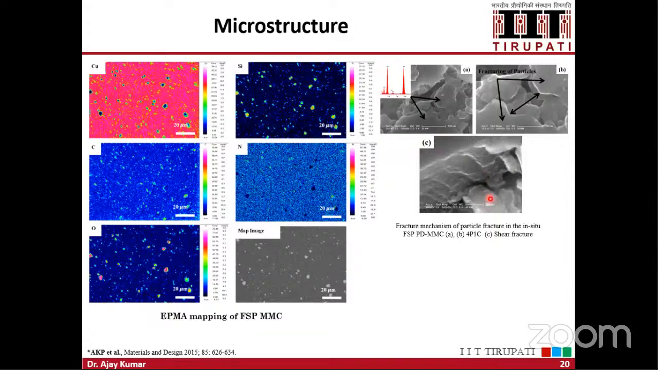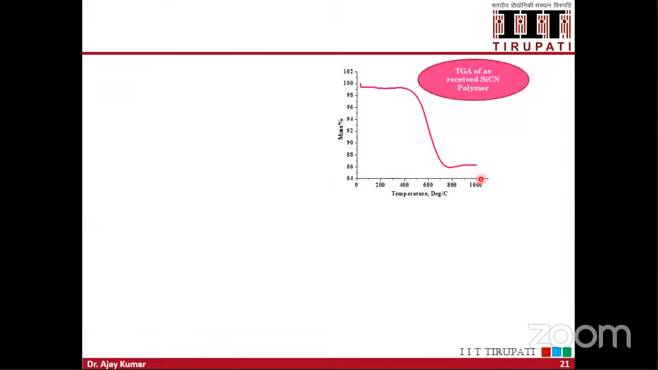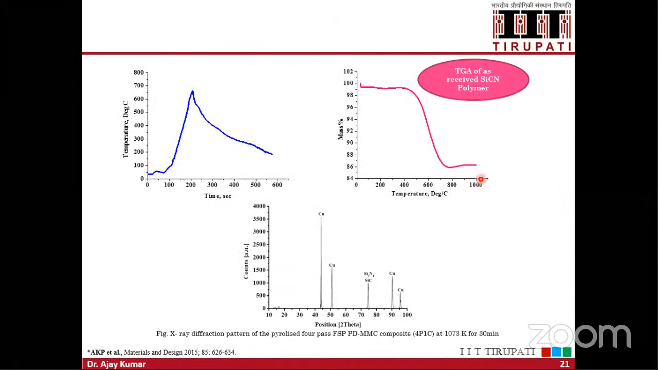So in the FSP process, we have the friction stir welding tool, and that tool rotates at high RPM. So due to that rotation, there will be a shearing force on the particles, and due to that shearing, the particle will keep on fracturing until it reaches the nano size. Okay, and then we also found out how much temperature is there during the process. So you can see here the temperature rose to around 700 or 800 degrees Celsius. Okay, this temperature is sufficient for the pyrolysis process.